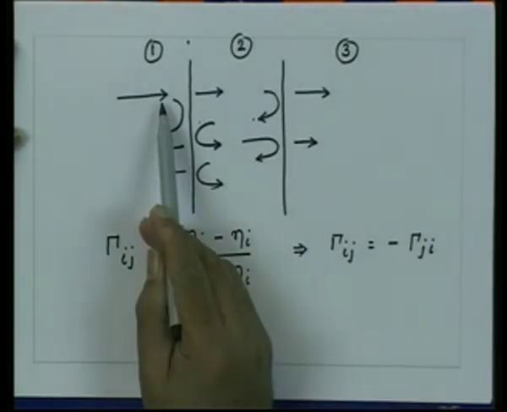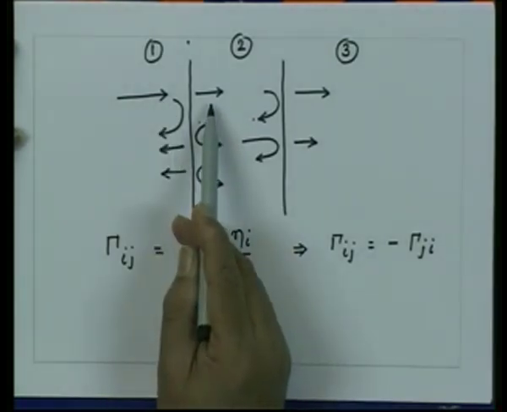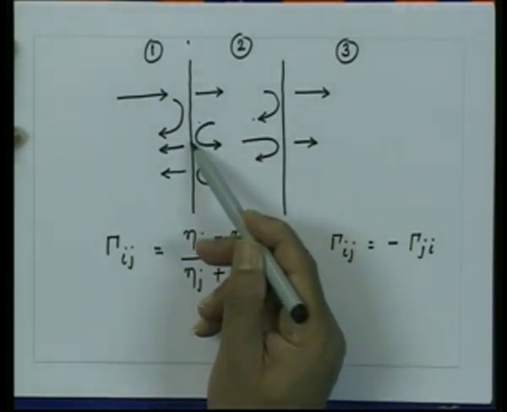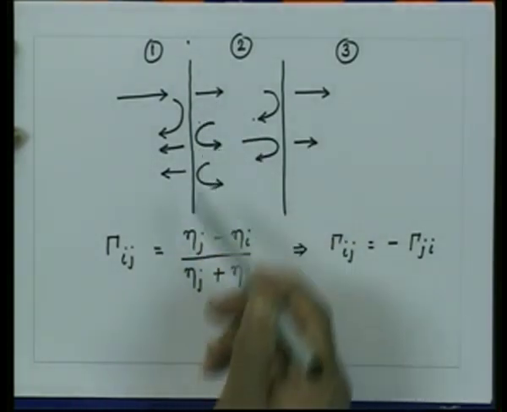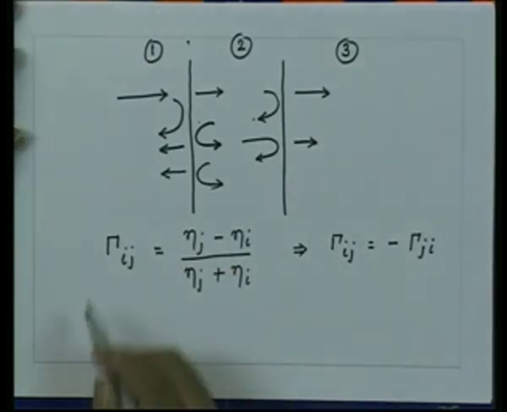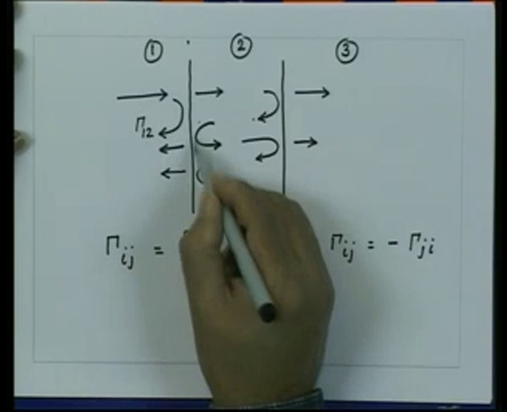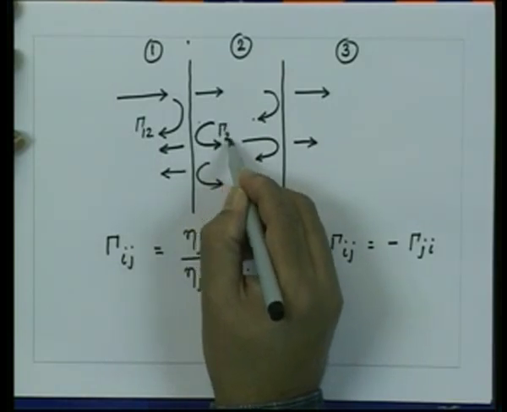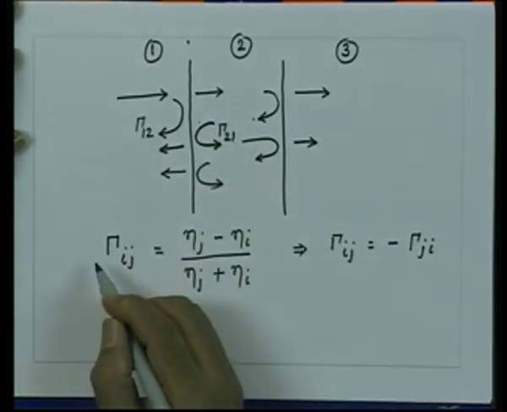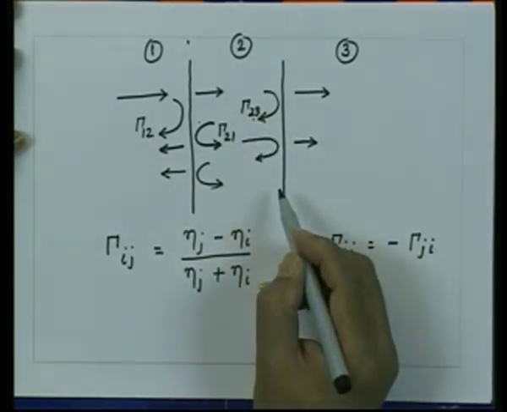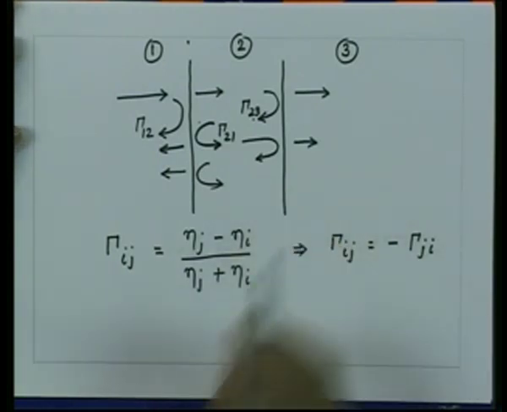So, if the wave is going from here to here, the reflection coefficient is gamma 1 2. However, when the wave comes here, the reflection coefficient would be gamma 2 1. So, this one is gamma 1 2, this will be gamma 2 1, this will be gamma 2 3, and so on.